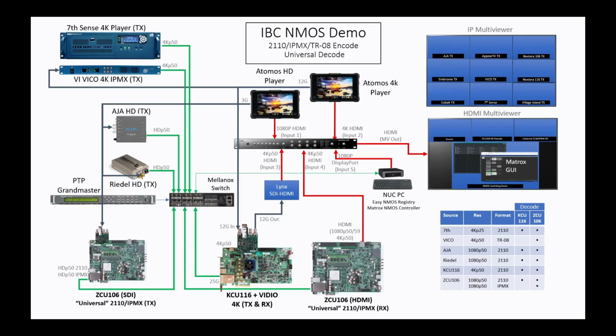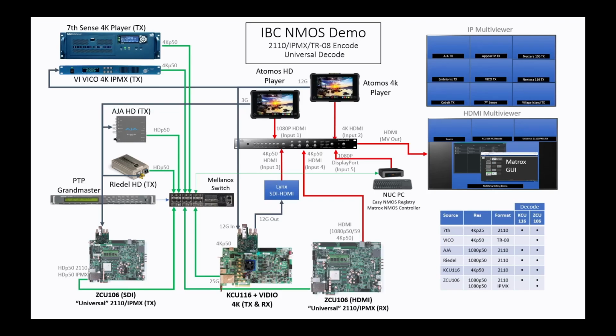But this is a hybrid system, so it's got some SDI sources in the top center. Those are coming from Atomos players. We have HD sources and 4K sources, and they're feeding a bunch of 2110 devices on the left side that are mostly gateways. So the SDI is coming into a couple transmitters. There's one from AJA, one from Riedel, and then there's these development boards on the bottom that are essentially gateways as well, converting SDI to IP.